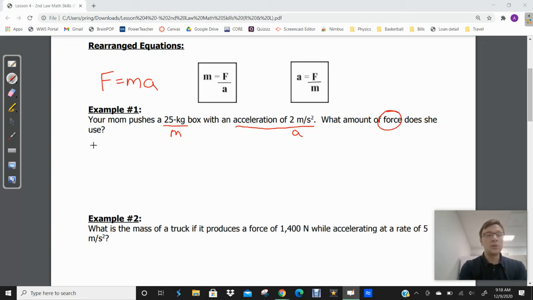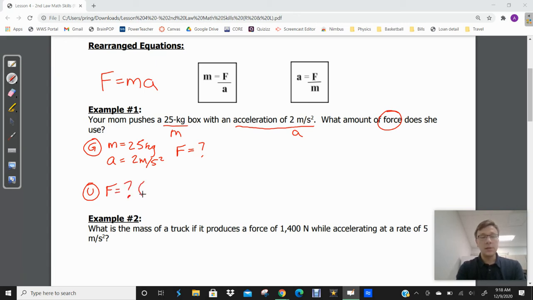So we're always going to use the GUESS method, and the givens here are a mass of 25 kilograms and an acceleration of 2 meters per second squared. And we know that we are solving for the force. For our units of the unknown step, I want you to rewrite that we're solving for force. And then we're going to write that the units for force are newtons, and that is a new one, so make sure that you've got that straight.